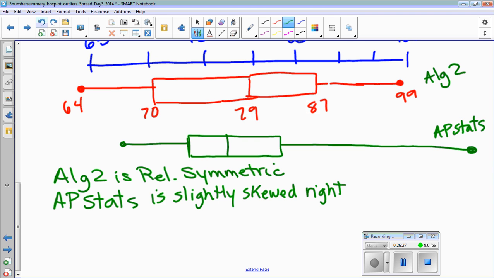Say it again. Algebra 2 has a higher median than AP Stats. I agree. Algebra 2 has a higher median than AP Stats. So that's what you should write. Let's see you write it. You should write it. Good idea. Okay.